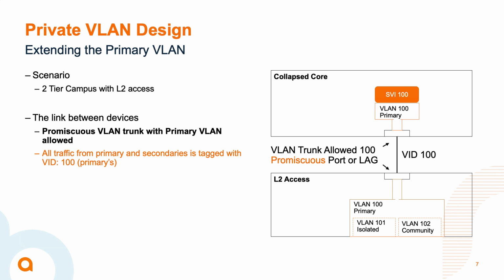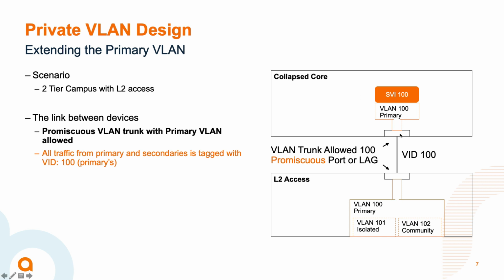Let's take a look at how this can be applied. The first thing is, what do you do if you want to extend the primary VLAN, for example, in a typical two-tier layout in which you have a layer 2 access and you have either a collapsed core or an aggregation layer there where you have the VLAN interfaces. So the device at the top is where we start routing, and all the devices connected to the layer 2 access will have their default gateway on that SVI 100 in the collapsed core or other VLAN interfaces that you might have there.